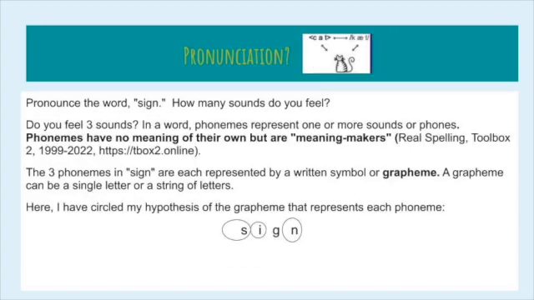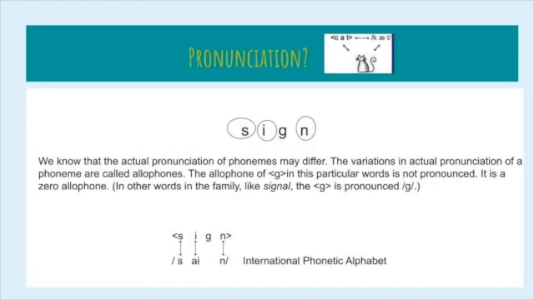Now we're going to investigate the pronunciation. Pronounce the word sign. Sign. How many sounds do you feel? Do you feel 3 sounds? In a word, phonemes represent 1 or more sounds or phones. The 3 phonemes in sign are each represented by a written symbol or grapheme. Here I have circled my hypothesis of the grapheme that represents each phoneme.